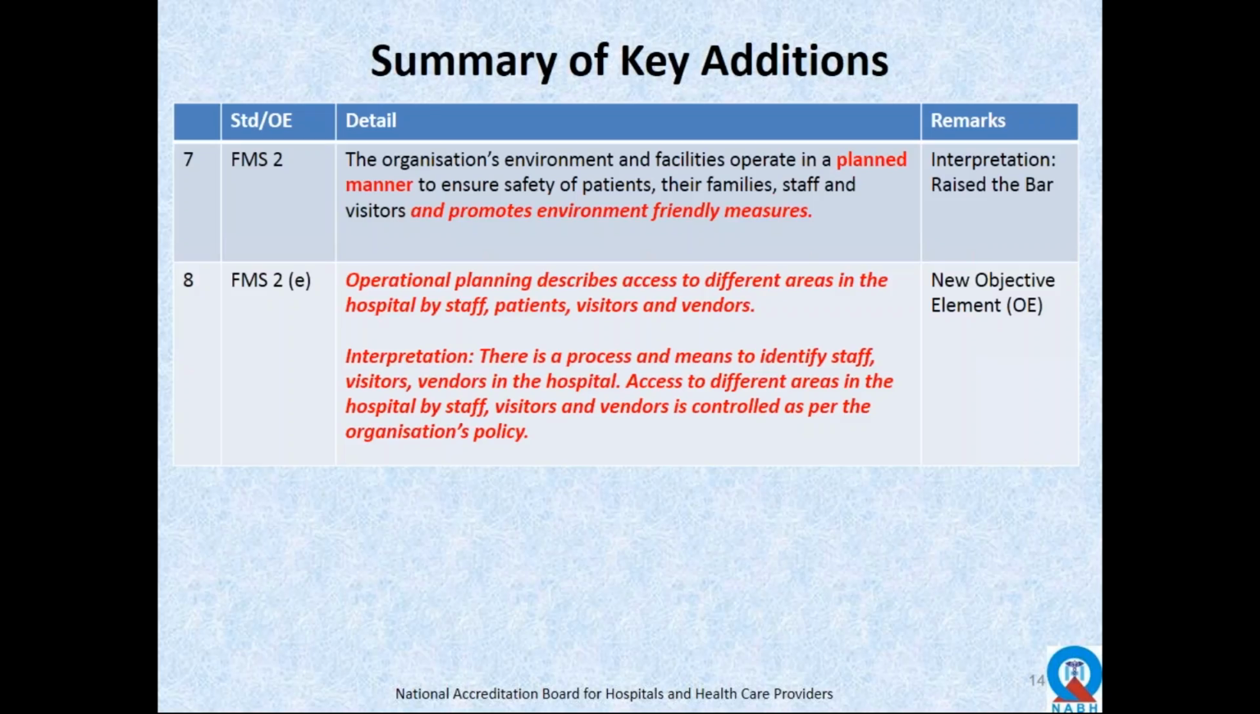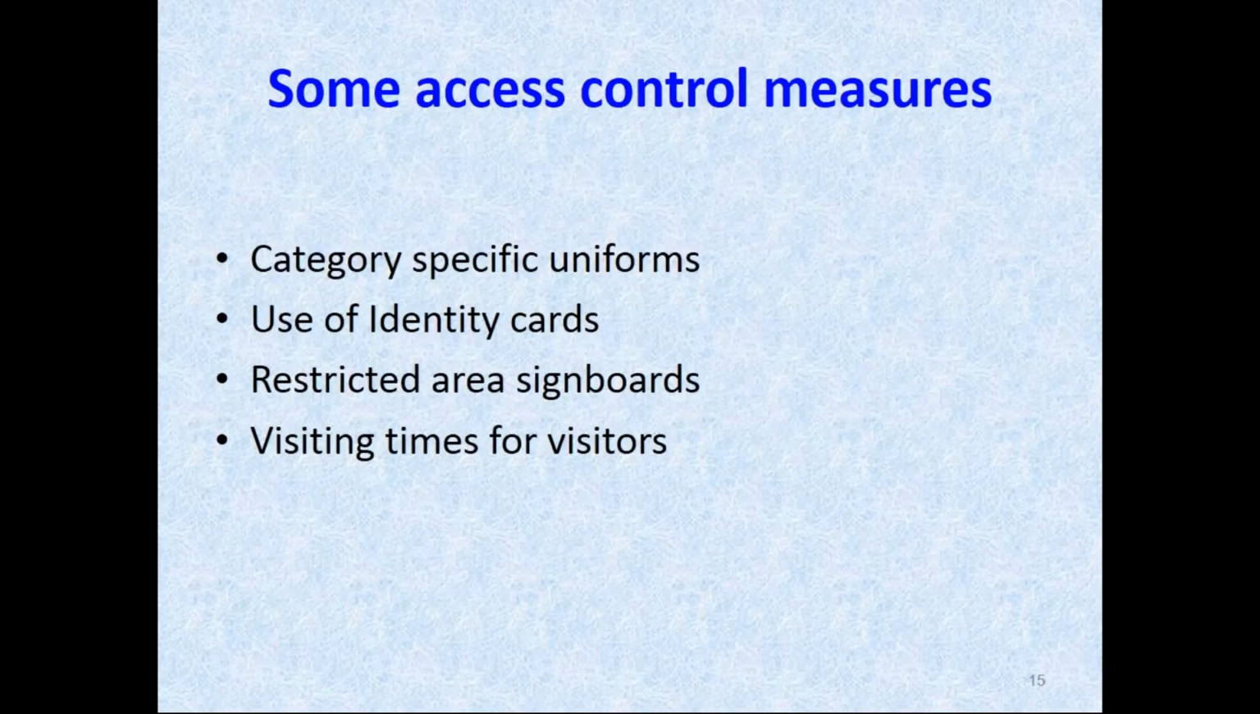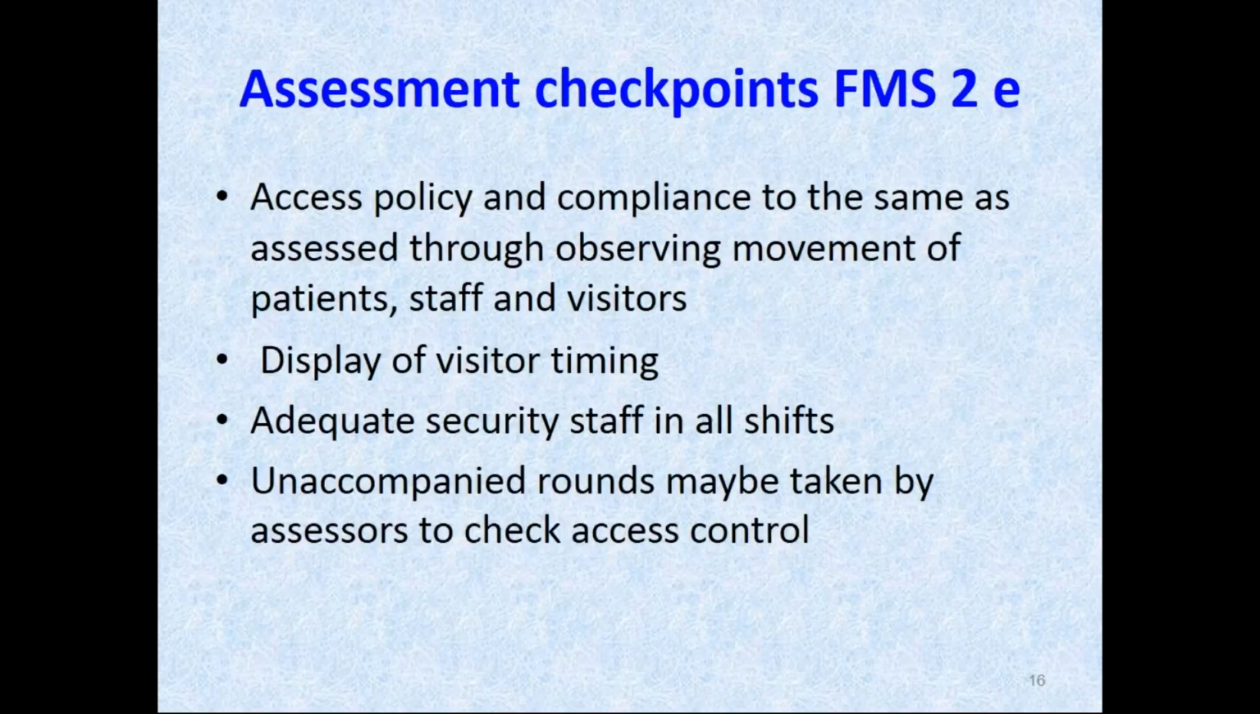Check how people are moving around, check how patients are moving, staff are moving around, visitors are allowed access or denied access. Look at the display of visitor timings which is mentioned and pasted as signboards. Look at having adequate security staff to check access control, and sometimes you might even want to do an unaccompanied round in an area to check whether you are being denied entry to a particular area because you are not allowed access to that particular place.